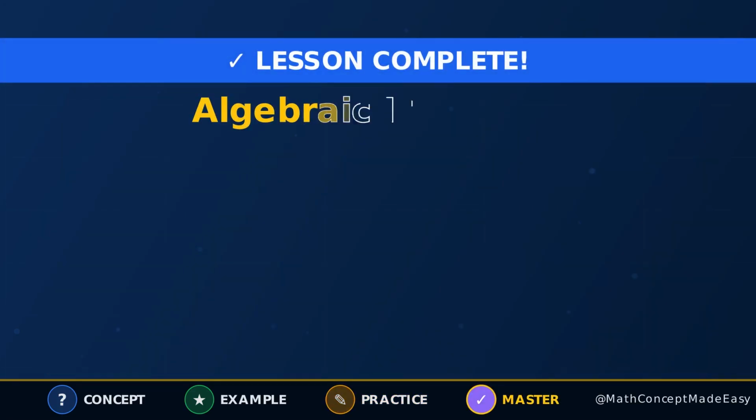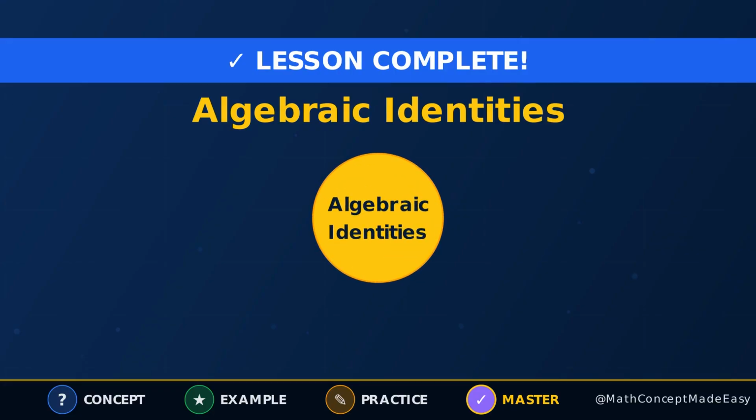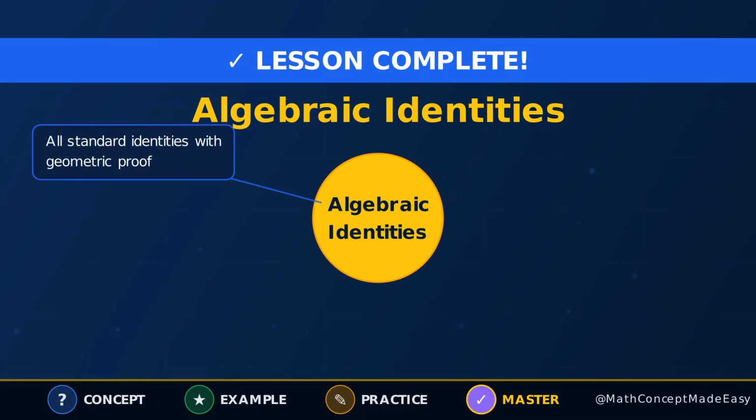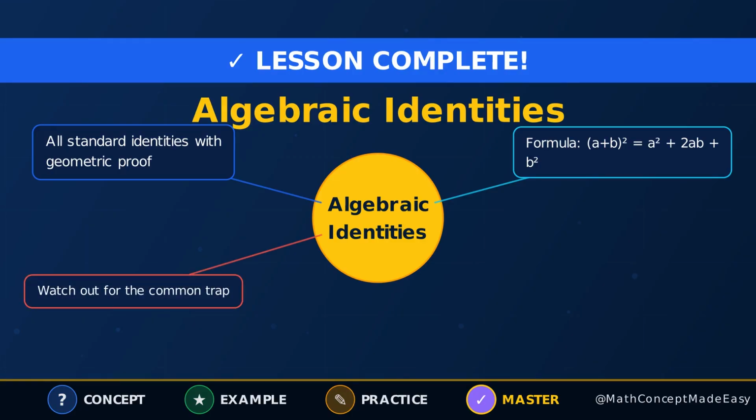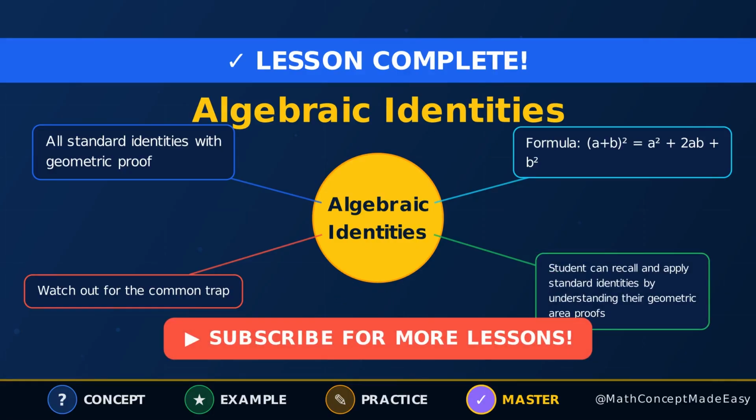Let us bring today's lesson together in one picture. At the center of everything sits algebraic identities. We explored all standard identities with geometric proof. The one formula to remember is (a + b) all squared equals a squared plus 2ab plus b squared. Watch out for the common trap we discussed. And remember our goal: students can recall and apply standard identities by understanding their geometric area proofs.